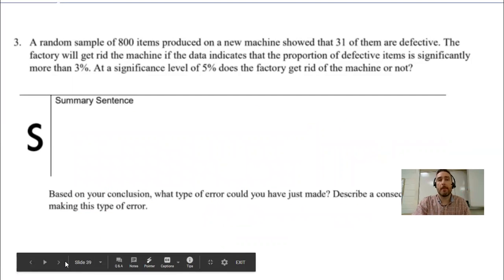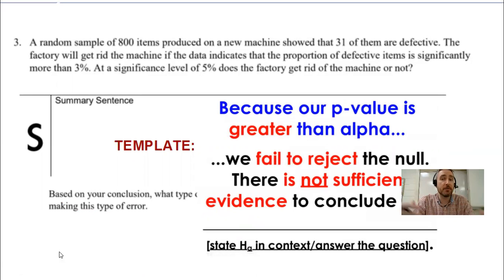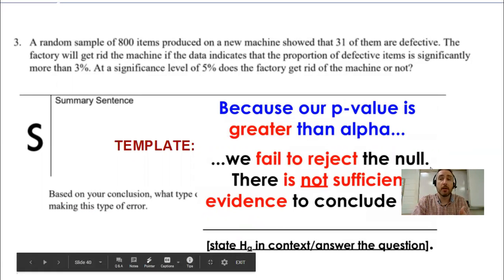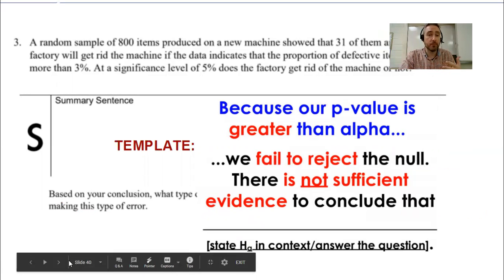So the summary, remember we have a template. In this case, p is greater than alpha, so we fail to reject the null. There's not sufficient evidence to conclude, and then the alternative in context of the problem. So see if you can write your summary, pause it, and then check it with me.